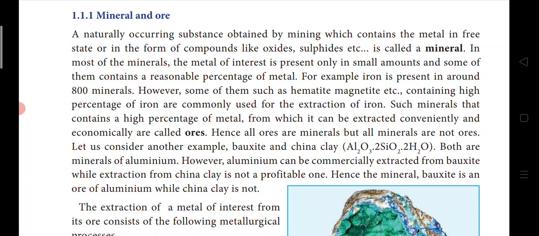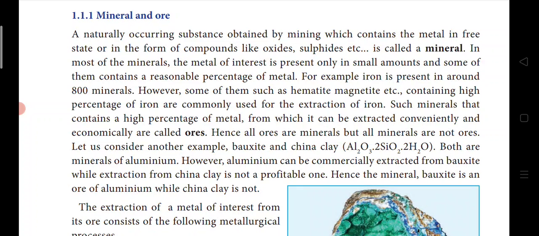In most of the minerals, the metal of interest is present only in small amount. Minerals will be present only in small amounts, and some of them contain a reasonable percentage of metal, which means quite a good amount. For example, iron is present in around 800 minerals, but some of them, like hematite and magnetite, contain a high percentage of iron. They are commonly used for the extraction of iron. Such minerals that contain a higher percentage of metals, from which the metal can be extracted conveniently and economically, are called ores.